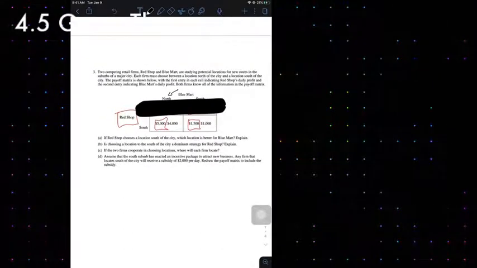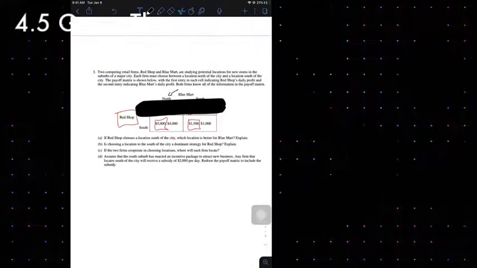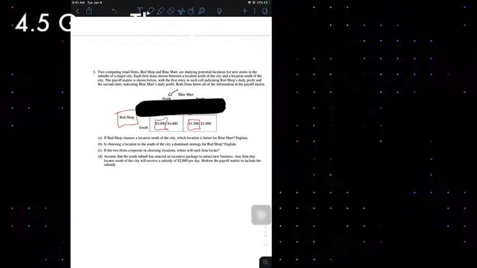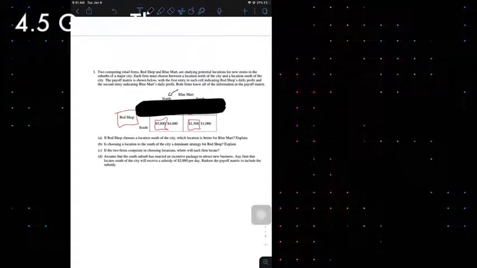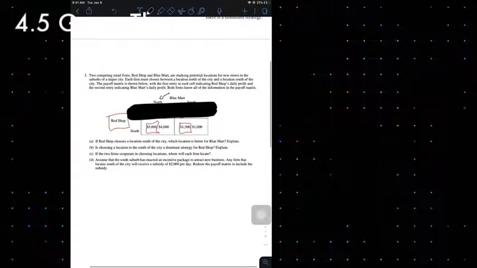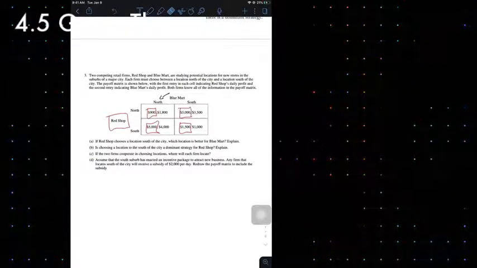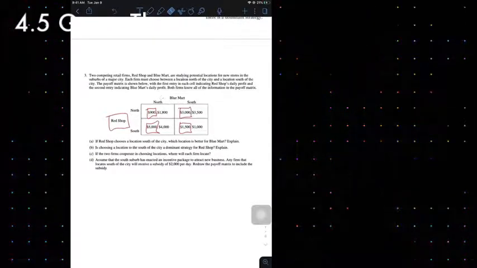And when it says explain, they want you to explain using numbers, right? And so we would say Blue Mart will go to the north when Red Shop goes south because $4,000 of profit is greater than $1,000 of profit, right? So that would be an acceptable answer for College Board, okay?